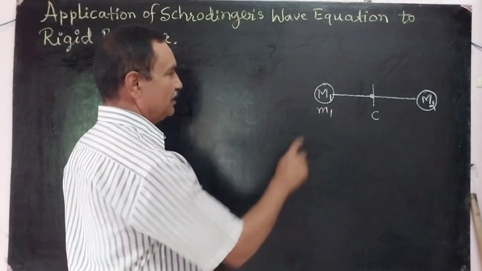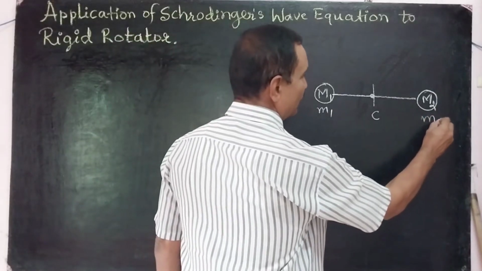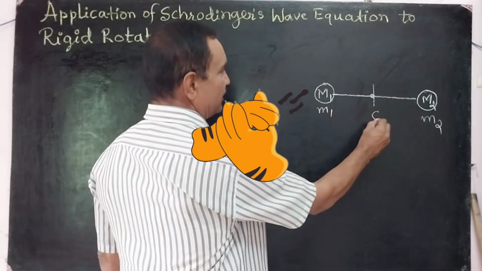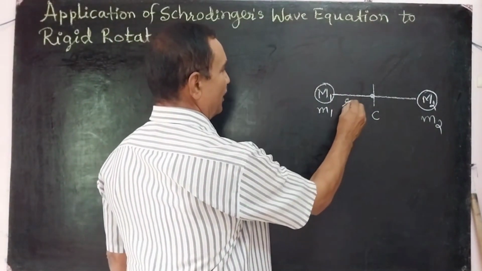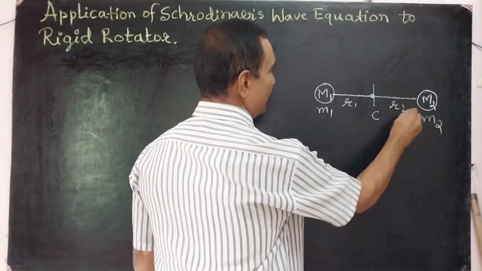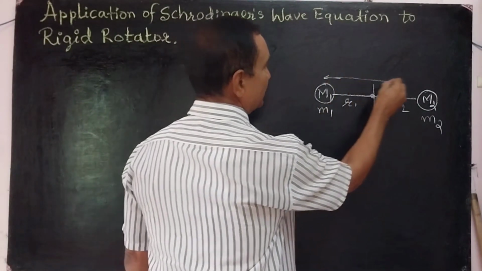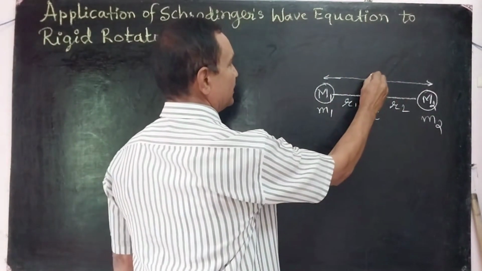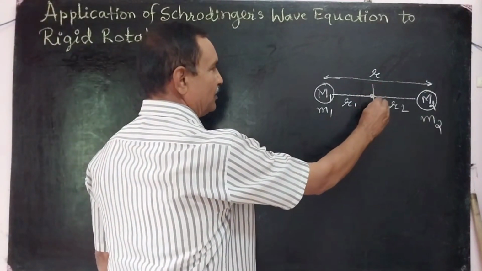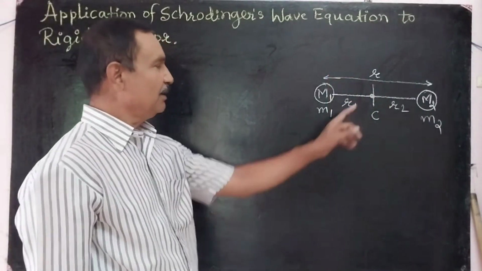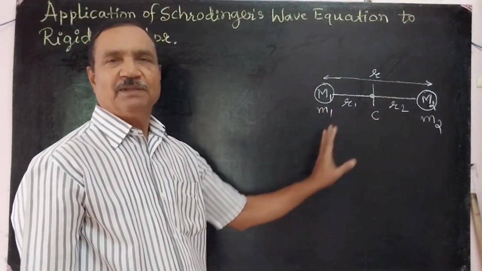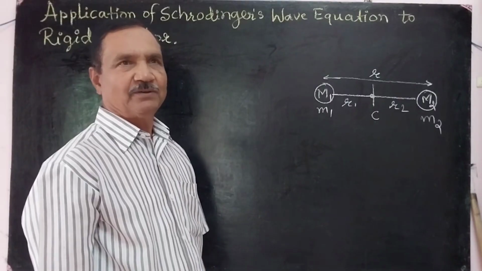Small m1 is the mass of particle m1, and small m2 is the mass of particle m2. The distance between C and m1 is r1. The distance between the center of gravity and m2 is r2. The total distance between these two particles is r. Now this rotates about this center. During rotation, the distance between these two particles remains constant. Therefore, it is called a rigid rotator.